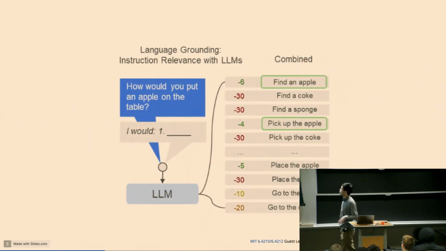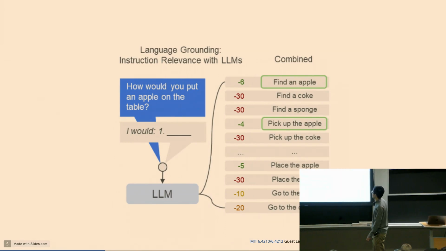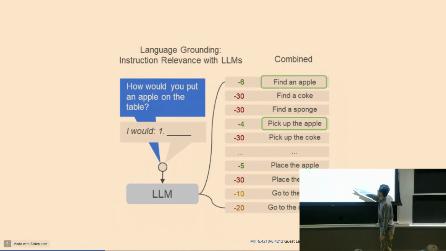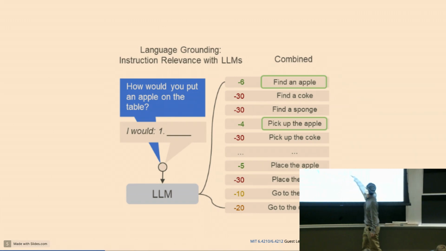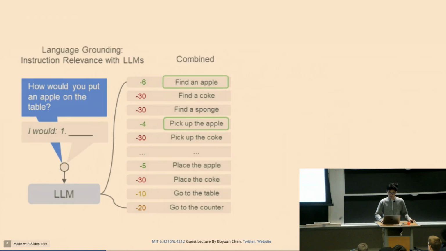So this is essentially what people did in this paper. As a beginning, you just need to prompt your large language model: how would you put an apple on the table? Prompt it with "I would," and the first step. It will just tell you the likelihood of every single option. If you give it a text, it can evaluate it.